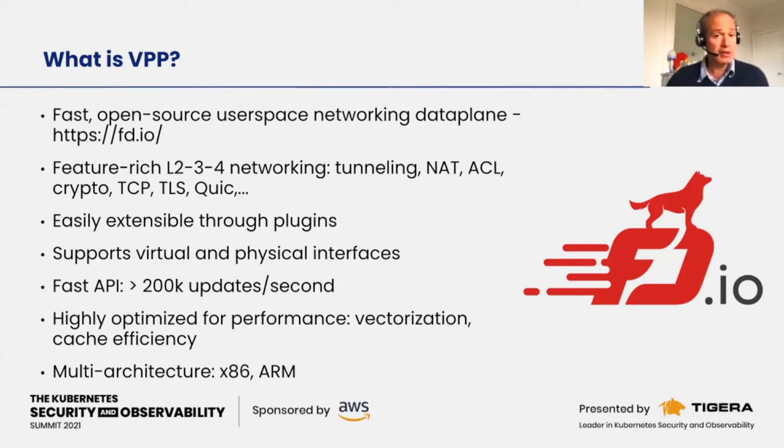It comes with an extremely fast API with more than 200K updates per second, which is actually extremely important in the context of Kubernetes, which is a very dynamic environment where you constantly have to add and remove entries, routes, backends, and so on and so forth, right? So this is actually a key differentiator of VPP.